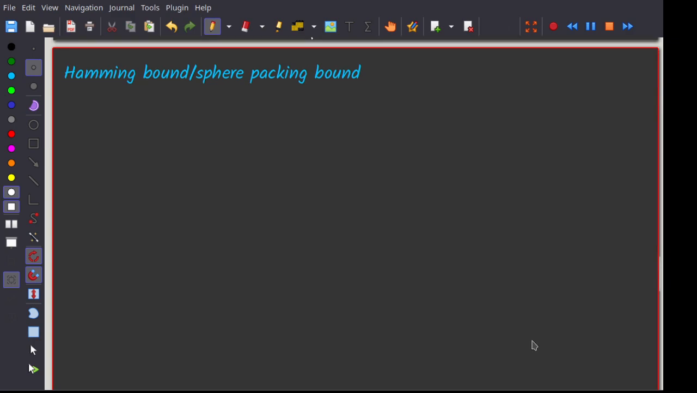Okay, so that's one bound. But in a certain regime, it is optimal. But in many regimes, it is not. We can construct much better bounds than the Singleton bound.